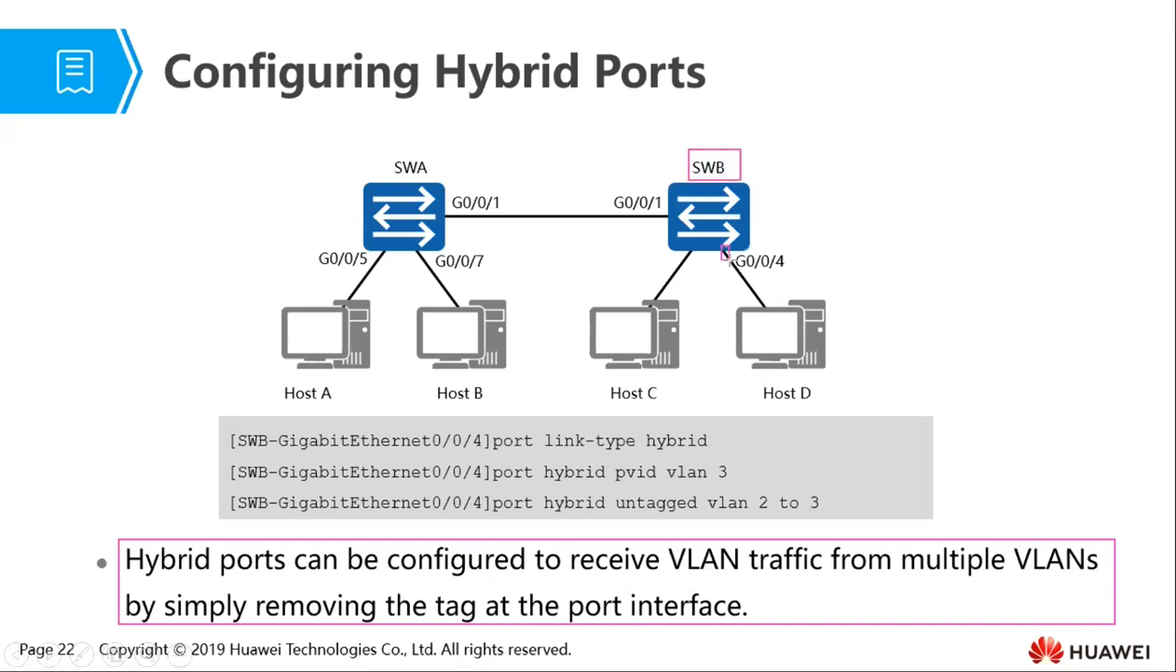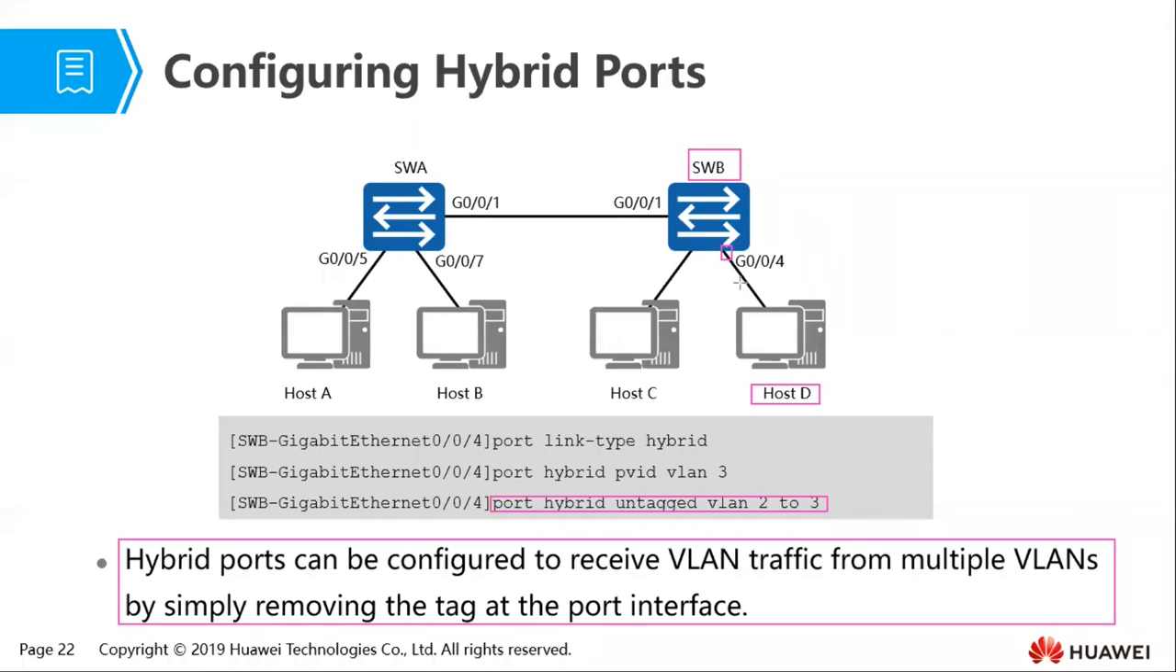We want this particular device, this device here, we want it to be able to receive frames from VLAN 2 and VLAN 3. So host D will be able to receive frames from both VLAN 2 and VLAN 3. The command to do that, port hybrid untagged vlan 2 to 3, when you want to do it in a group. Otherwise, you can just do port hybrid untagged vlan 3, enter. Then another one, port hybrid untagged vlan 2, enter, like that.